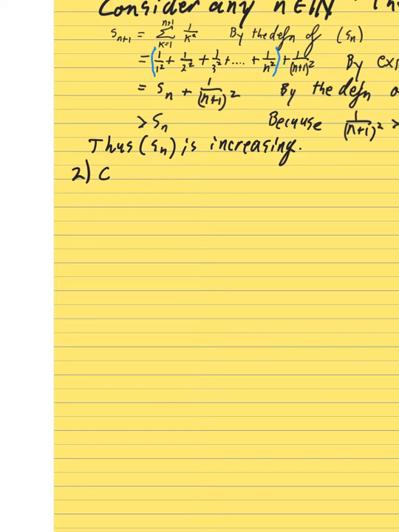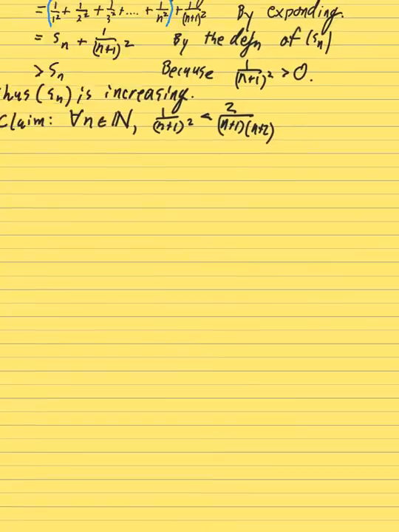Item 2, claim. For all n in N, 1 over (n plus 1) squared is less than 2 over (n plus 1)(n plus 2). And I've given you no reason to believe that that's important, but we'll go ahead and check that that is indeed the case. And here's how I'll do it.